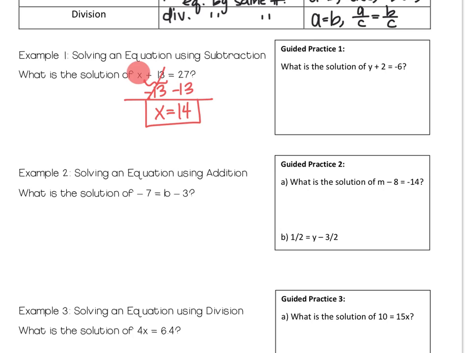Guided practice number 1. Pause the video, try it on your own, and then I'll tell the answer in just a second. Okay, you should subtract 2, and you get y equals negative 8.